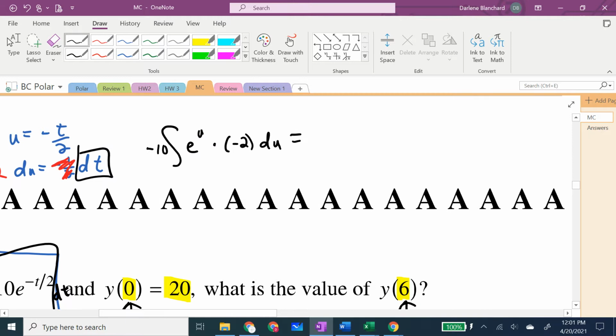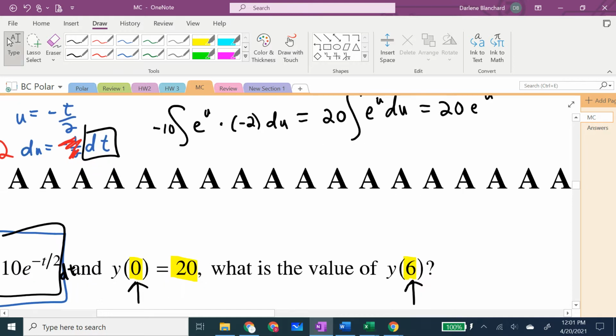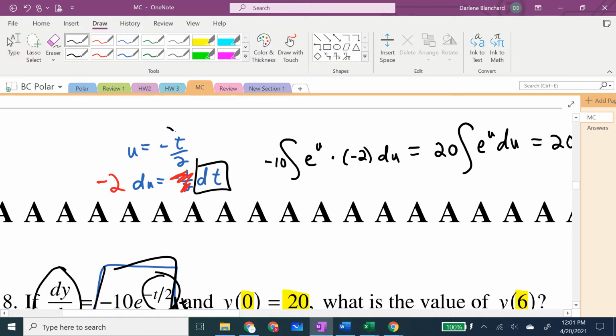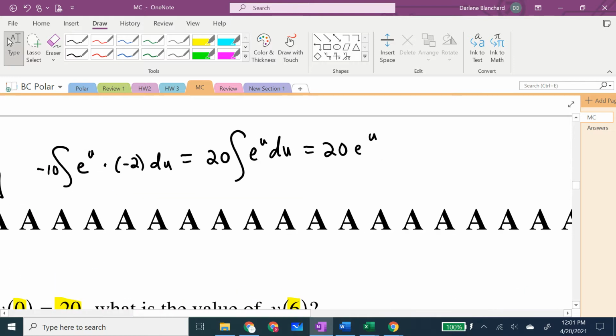Then I have negative 10 times negative 2, integral of e to the u du. Integral of e to the u is e to the u. Yes, there is a plus c issue, but right now my focus is just without the unknown constant. The u that I chose was negative t over 2. Put that back in.